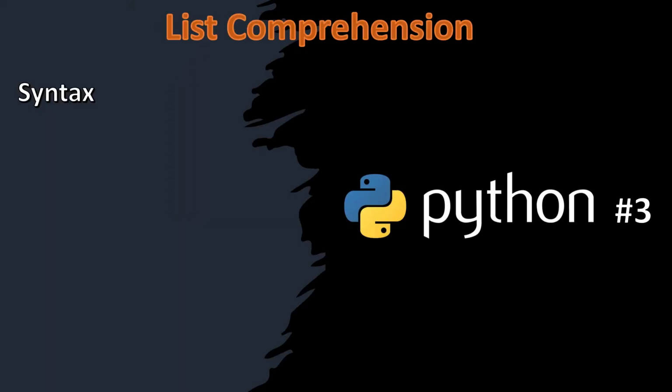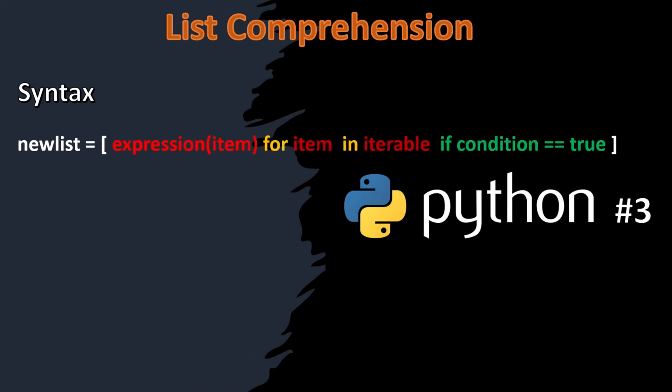Let's now move on to the next topic, that is the syntax of list comprehension. The syntax is as follows. List equal to expression of item for item in iterable if condition equal to true. Let's try to understand each part of the syntax. The first part is the expression of item. It represents some value which will get stored inside new list. It's depending on the item. So it represents a single item of the list.